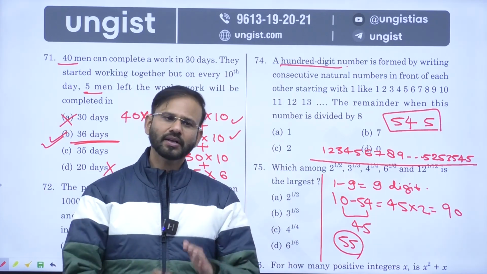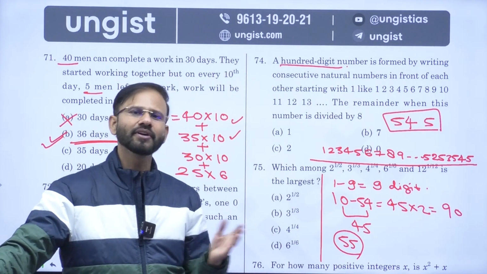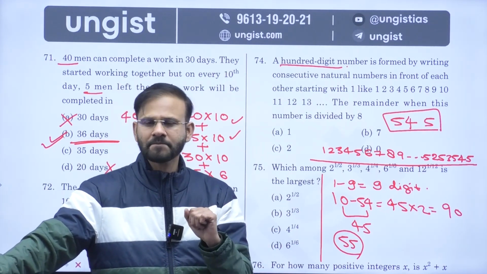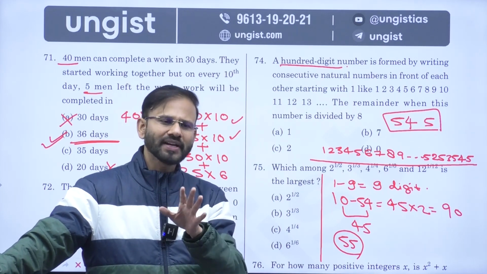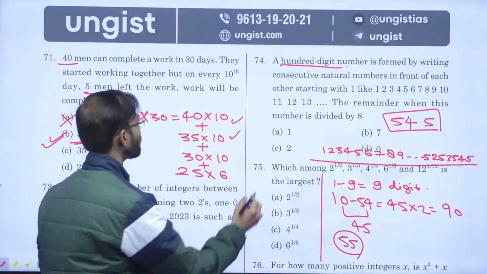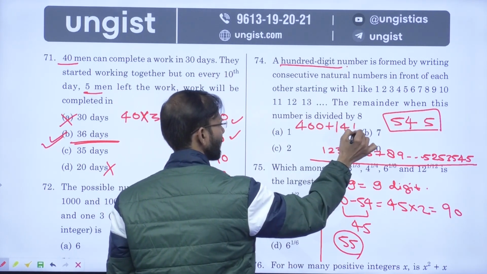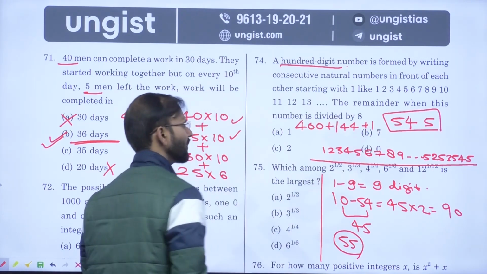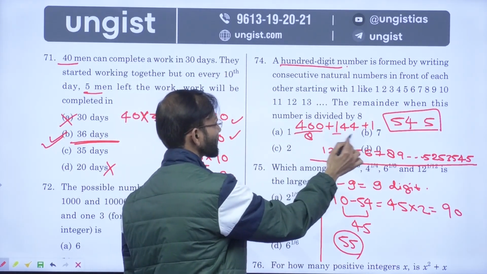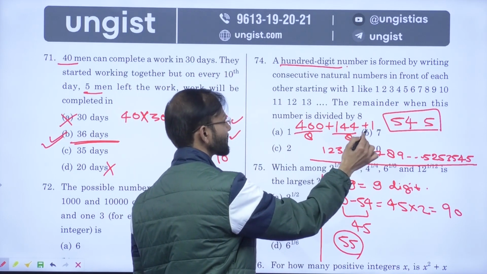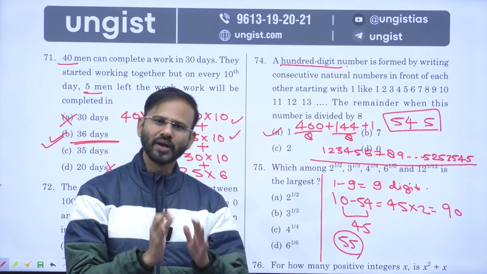What is the remainder? So guys, I just break 545 into two parts. The first is 400 and then 144 and then 1, right? So this is the multiple of 8, this is the multiple of 8. So here the remainder is 0, here the remainder is 0, but here the remainder is 1. Guys, the answer is 1.